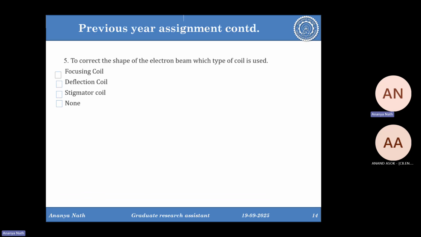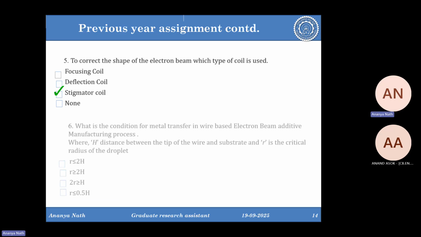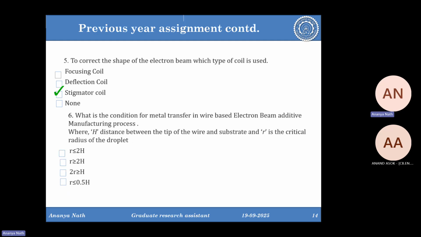To correct the shape of the electron beam, which type of coil is used? It's the stigmator. So stigmator coils are used to correct the shapes. To focus it, we use the magnetic lenses. And for the delivery, we use the electrical, it's the same electromagnetic lenses. What is the condition for metal transfer in wire-based EB? Our last option. Yes, it's the same.